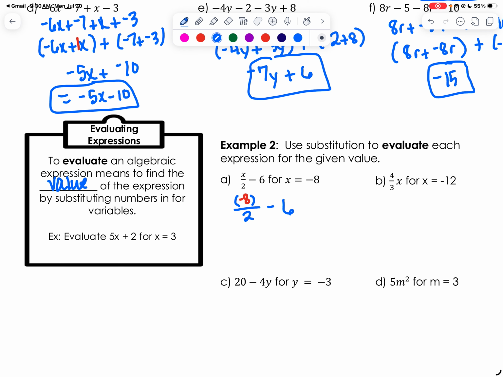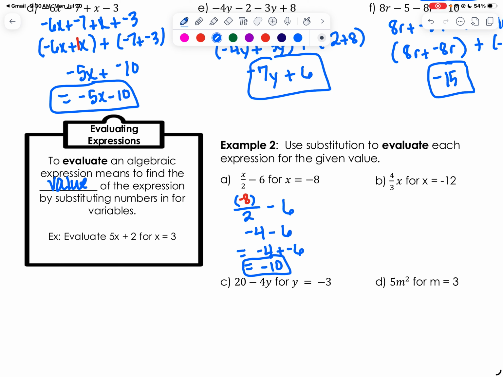So negative 8 divided by 2 is negative 4, minus 6. Remember to rewrite subtraction as addition of the opposite. So negative 4 minus 6 is equivalent to negative 4 plus negative 6. And when the signs are the same, we add. So the value of this expression is negative 10.